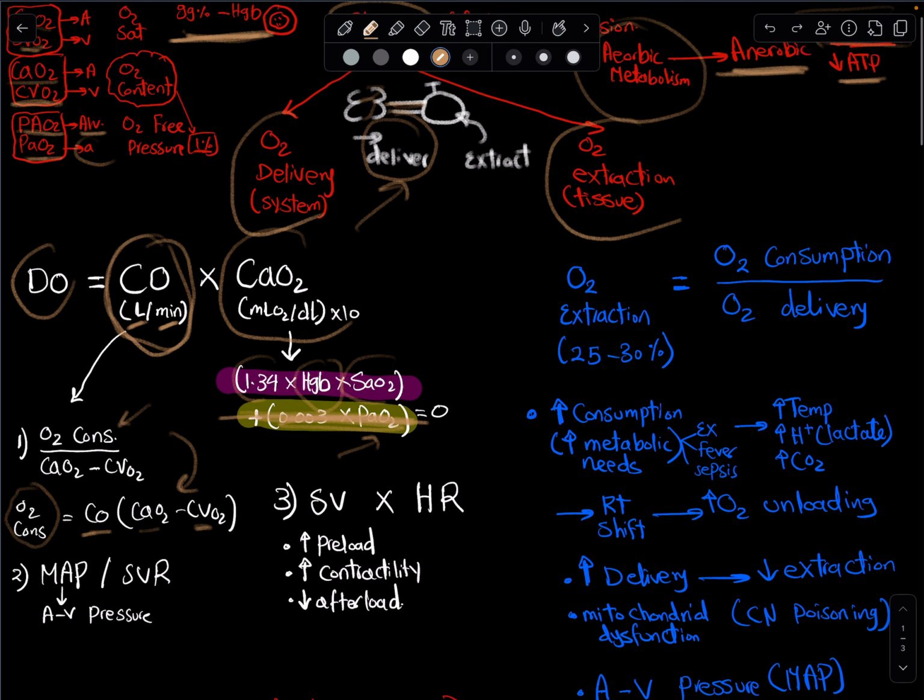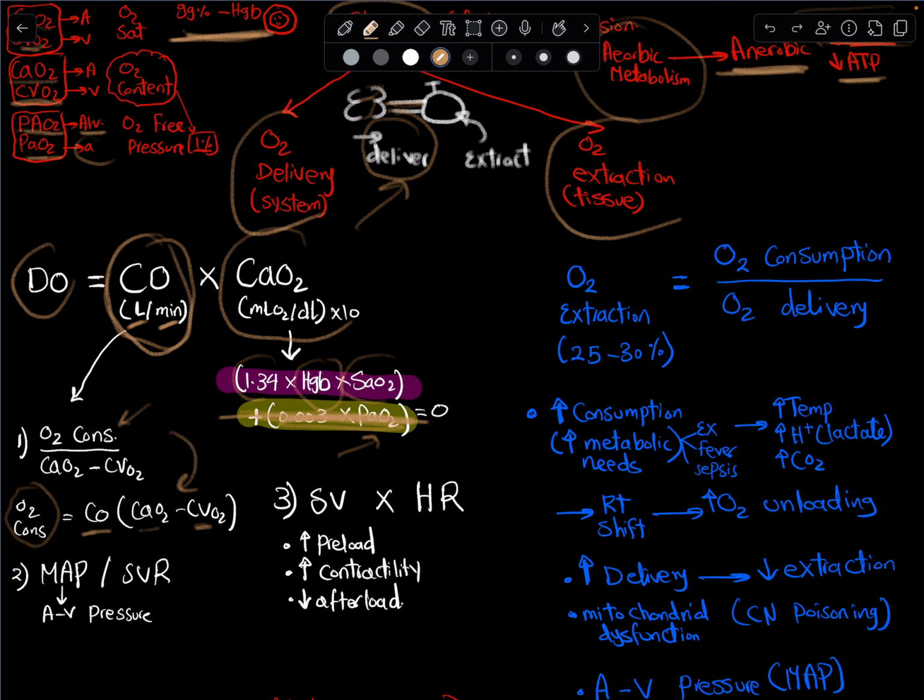The second equation is MAP over SVR. So cardiac output equals MAP over SVR. Why MAP? Why not diastolic or systolic blood pressure? Because MAP represents the arteriolar pressure, which is the pressure at the very end of the circulation, at the side of the capillaries where the tissue actually extracts the oxygen, right? So the more MAP you have, the more cardiac output you have over SVR, which is the systemic vascular resistance. And this kind of makes sense.